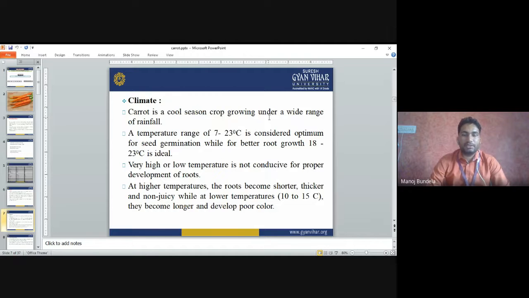If the temperature is very high or very low, that is also not good for root development. At higher temperature, the roots become shorter, thicker, and non-juicy, while at lower temperature, 10 to 15 degrees centigrade, they become longer and develop poor color. Color will not develop at low temperature.